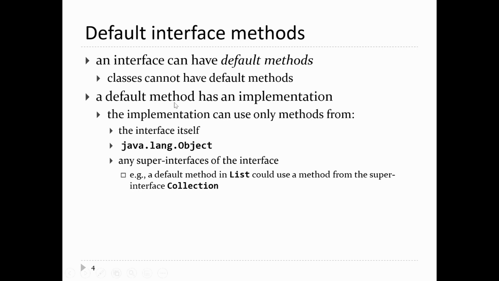Now, default methods only exist inside an interface. So they don't exist for classes. Classes don't have default methods. So don't make a class and then try to mark the method as default. The compiler will flag that as an error. If you decide to put in a default method, the method can only use methods from the interface itself, or it can also use methods from java.lang.Object. So in other words, you can use equals, toString, and hashCode for our purposes in a default method.